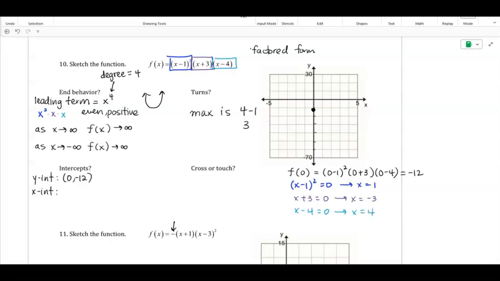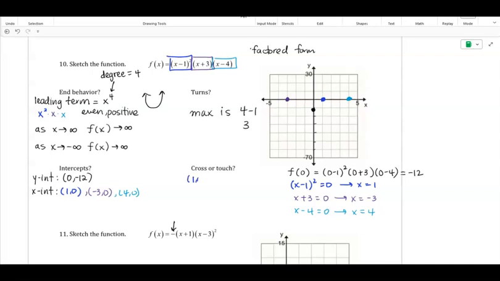So we have x-intercepts at the points (1, 0), which I will plot here on the graph, (-3, 0), which I will plot here, and (4, 0). So we have our x-intercepts plotted. Now let's go on to see whether they are touching or crossing.